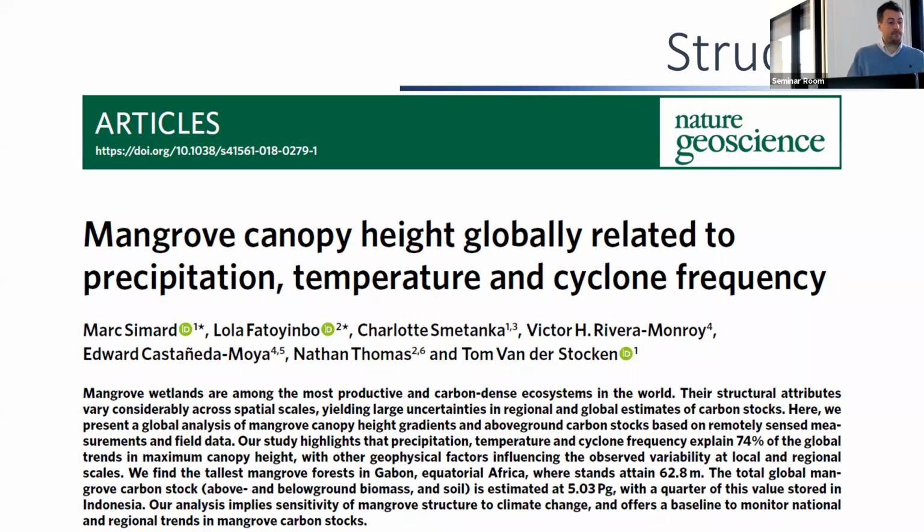They produced a map of the maximum canopy height within a pixel, so that's the tallest tree, but also a basal area weighted height. So that's individual tree heights weighted by the proportion of their area. And that latter map was used to update our ideas about above ground biomass. And they also showed that these canopy trends were related to temperature, precipitation, and cyclone frequency.